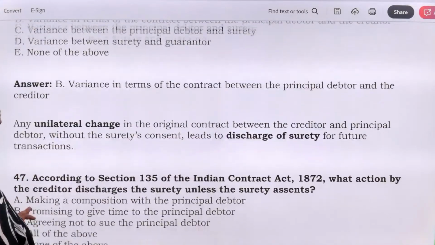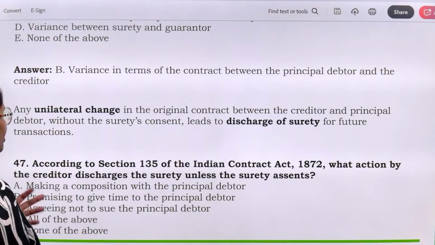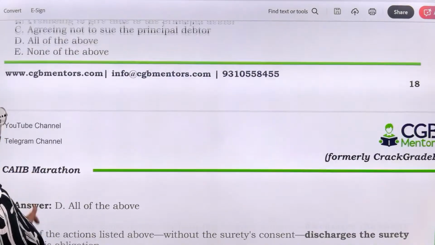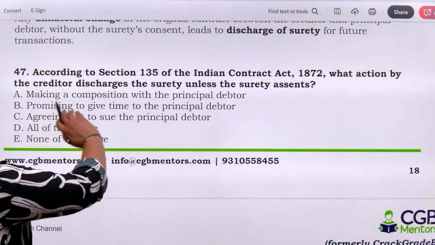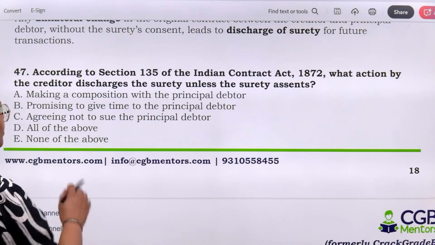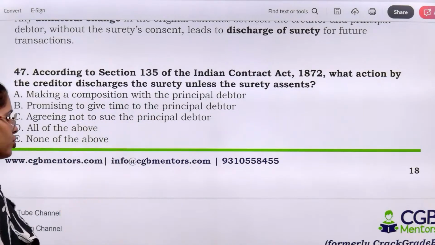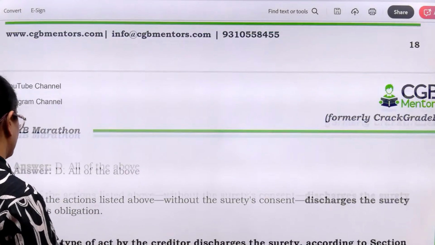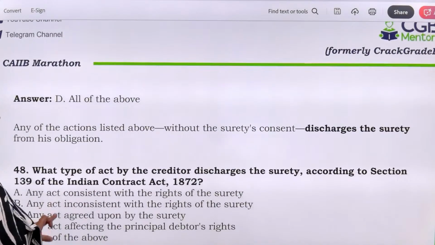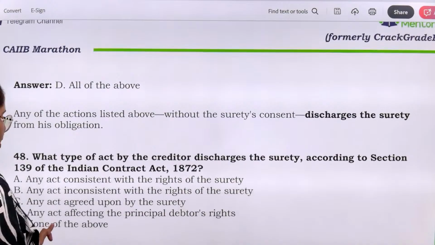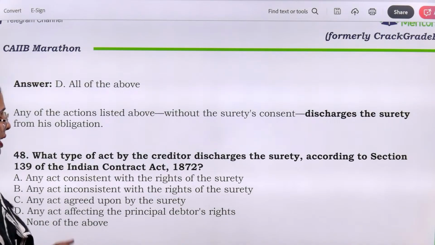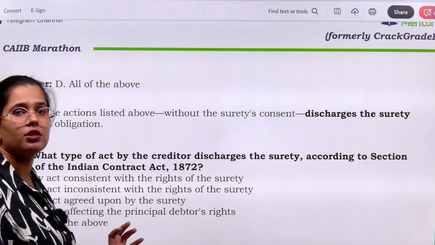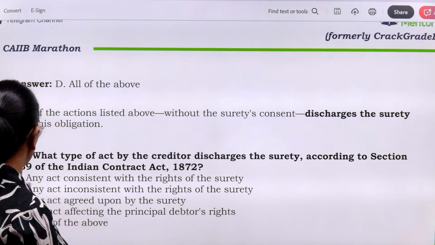Now, as per section 135 of the Indian Contract Act, what actions by the creditor discharge the surety unless the surety assents? So, these are all the features. Making a composition with the principal debtor, promising to give time, agreeing to not sue the principal debtor. So, all these are against the surety's consent. What type of act by the creditor discharges the surety? So, if any act has been done inconsistent with the right of the surety, then the surety will say that I am not responsible to be fulfilling the guarantee for you.